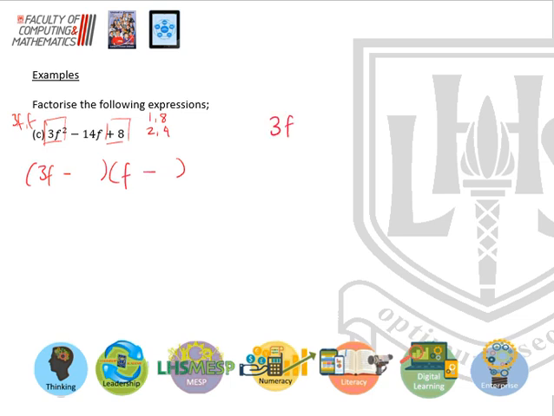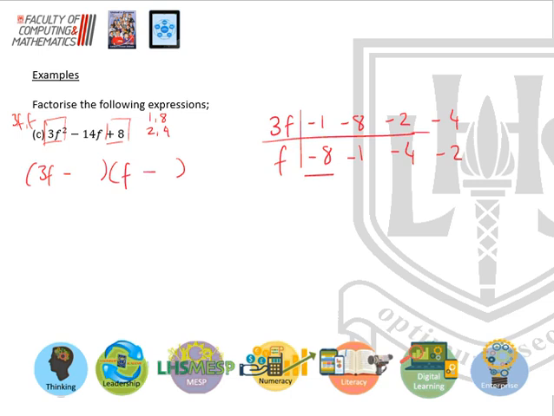So 3f and f is our starting point. We're going to have negative 1 and negative 8 because we know they're both negative. Then we're going to have negative 8 and negative 1. And then the same with 2 and 4. Minus 2, minus 4, and minus 4, minus 2. Okay, 3f times negative 8 is negative 24.